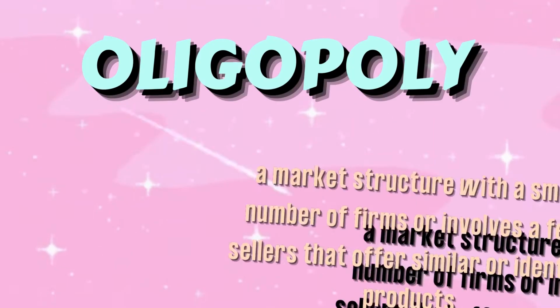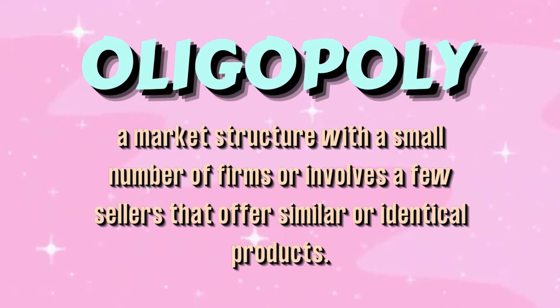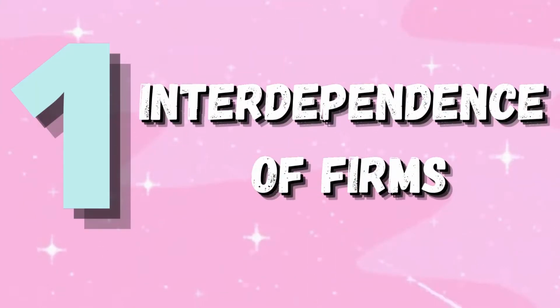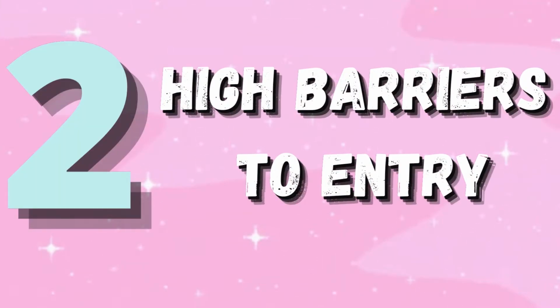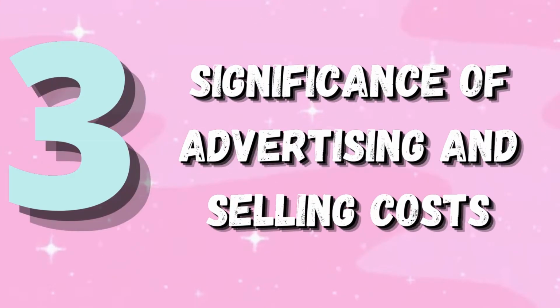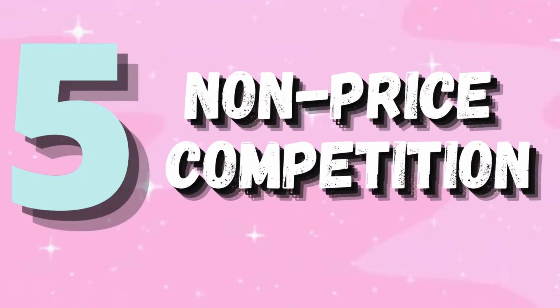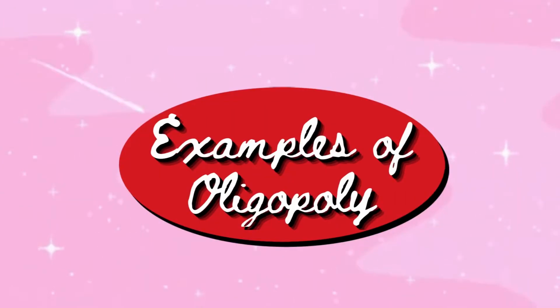Now, we will talk about oligopoly. Oligopoly is considered a market structure with a small number of firms or a few sellers that offer similar or identical products. Some of the characteristics of oligopoly include interdependence of firms, wherein decisions regarding output, price, advertising, and many more are dependent on the decisions of other firms. Next, high barriers to entry, significance of advertising and selling costs, differentiated products, non-price competition, and many more.